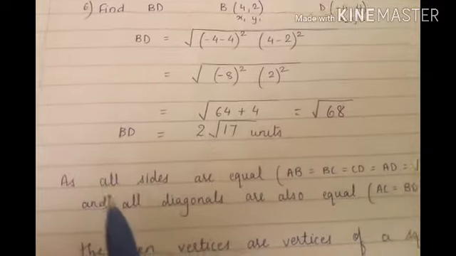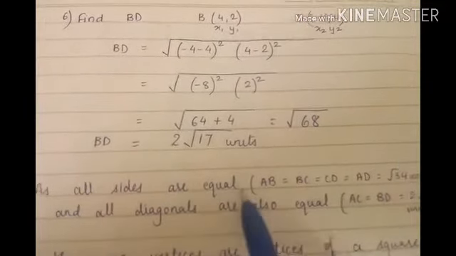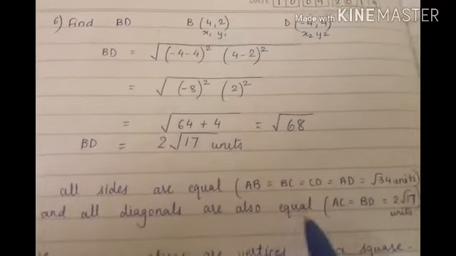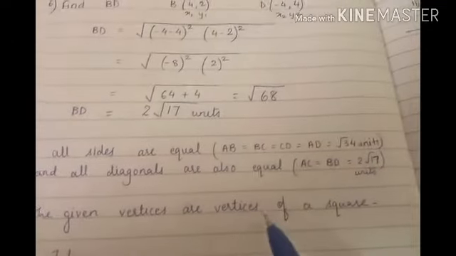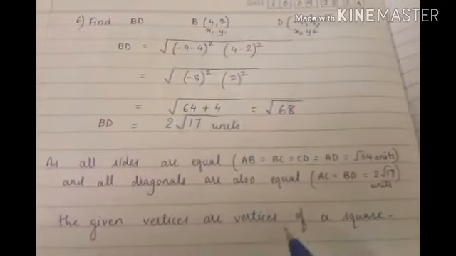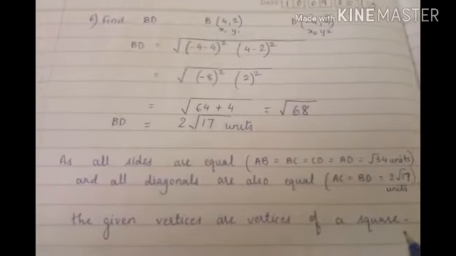So write the last statement, a very important statement: as all sides are equal, these four sides are equal, and the diagonals are also equal. There are two diagonals, AC and BD, so the diagonals are also equal. The given points are vertices of a square.